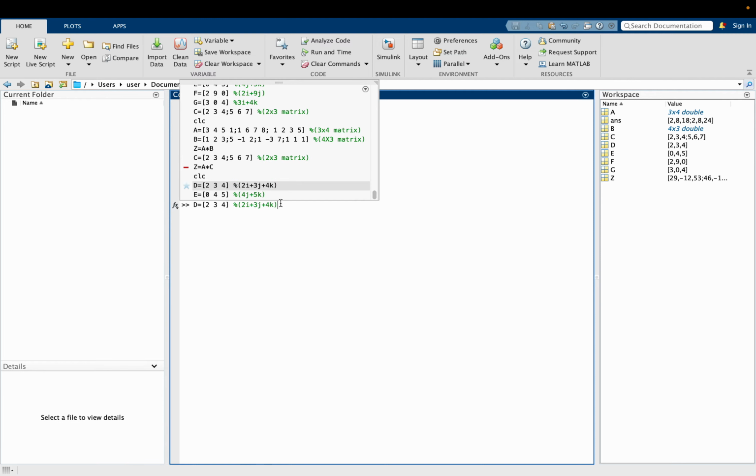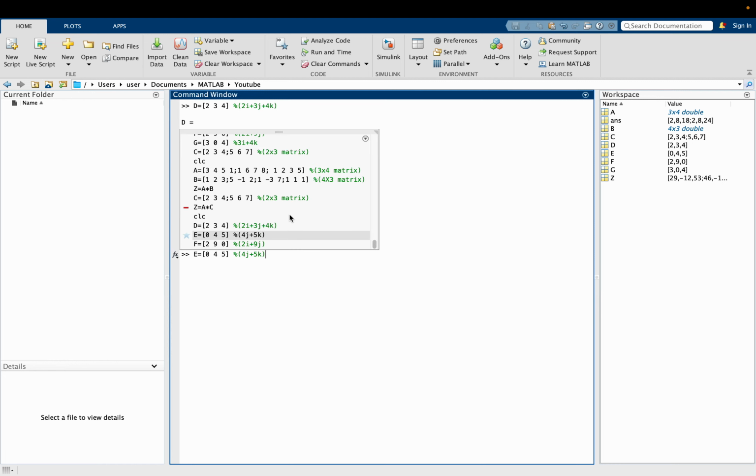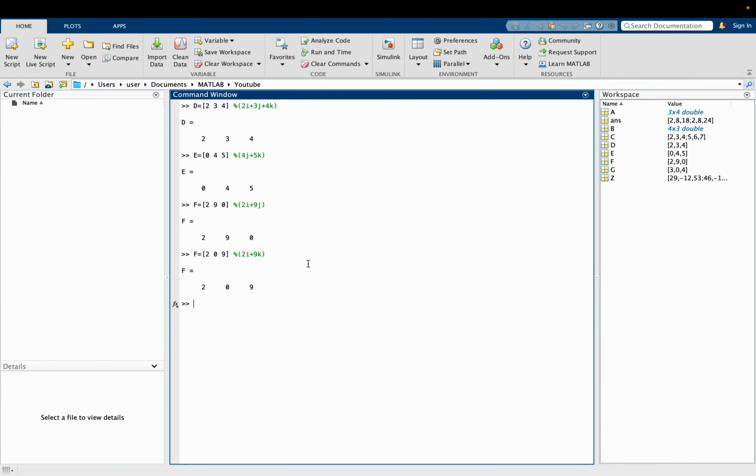If I have 2i plus 9j, you can see I don't have the k term, so that will be 2, 9, and 0. And finally, the last example, if I don't have the j term, present your 2i plus 9k term.